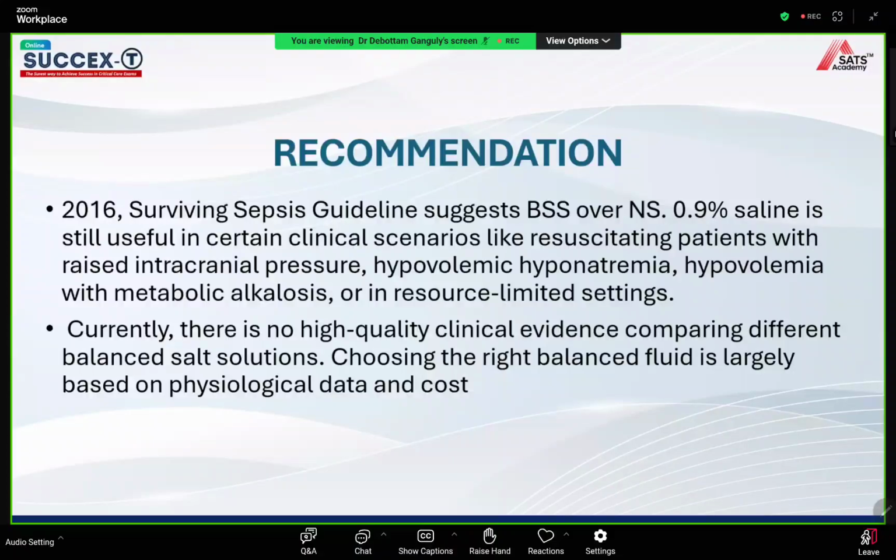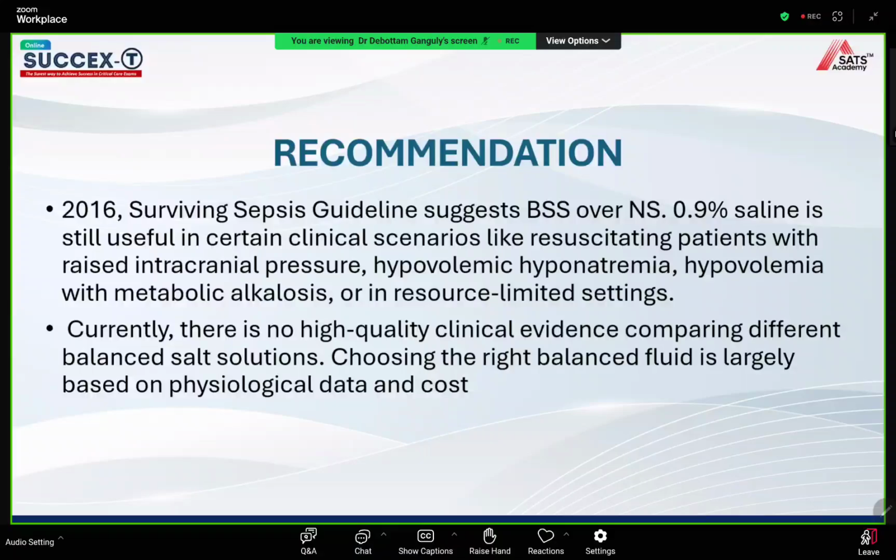So there is a mix. Some studies showed balanced solution is better than normal saline, and some show there is maybe a benefit of normal saline. So what does the recommendation say? The Surviving Sepsis guidelines suggest balanced salt solution over normal saline. 0.9% saline is still useful in certain clinical scenarios like resuscitating a patient with raised intracranial pressure, hypovolemic hyponatremia, hypovolemia with metabolic alkalosis, and in a resource limited setting.